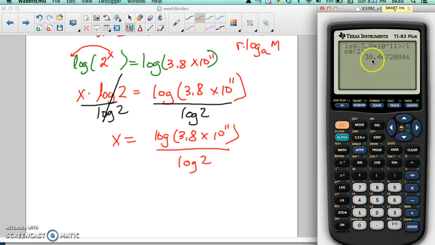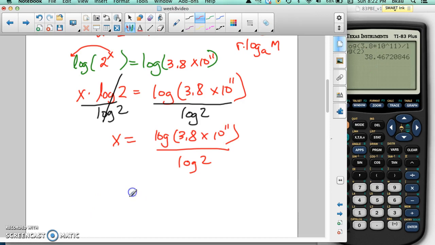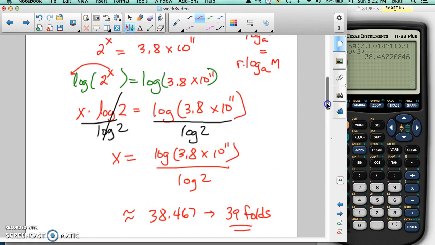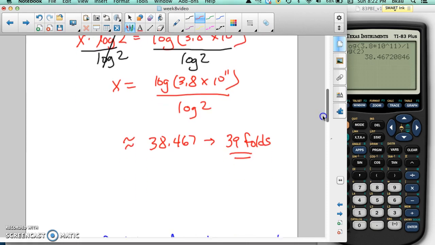So there we go, we got 38.467. In folds, that would be 39 folds. If we had 38, we'd have less than our value. 39 would be our answer. So that verifies what we did before, but we used logarithms to solve it.